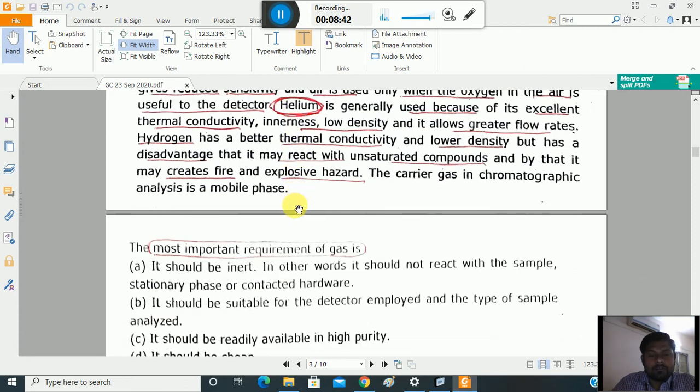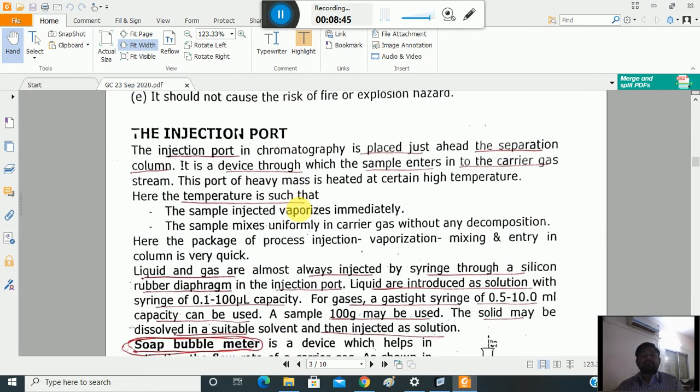So we are here now. The injection part in chromatography is placed just ahead of the separation column. It is the device through which the sample is entered into the carrier gas stream. The temperature of it is such that the sample injected is vaporized immediately and the sample mixes uniformly in the carrier gas without any decomposition. Because of that reason, the column and the detector are set in a thermostat system to maintain the temperature, so that the sample is immediately vaporized as well as uniformly mixed with the carrier gas without undergoing decomposition.